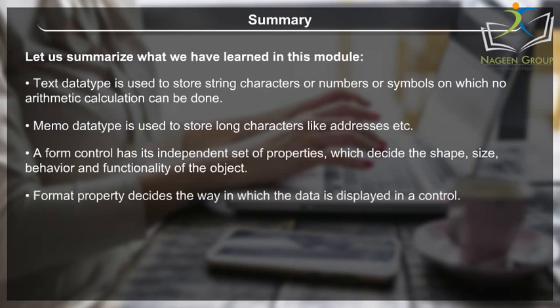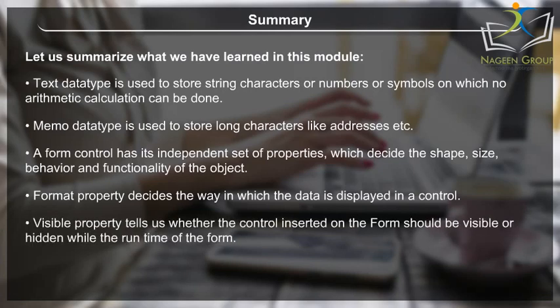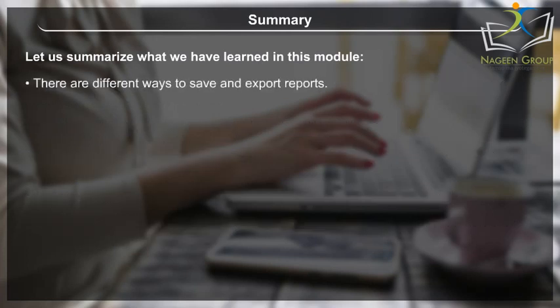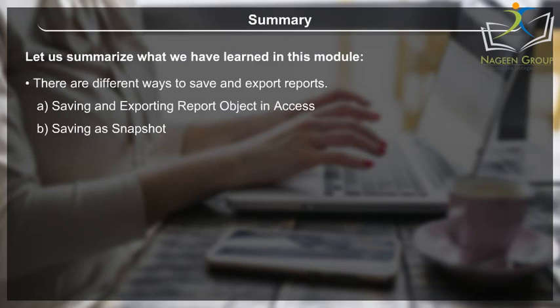Format property decides the way in which the data is displayed in a control. Visible property tells us whether the control inserted on the form should be visible or hidden while the runtime of the form. There are different ways to save and export reports. A. Saving and exporting report object in Access. B. Saving as snapshot. C. Exporting to Excel. D. Exporting to Word.